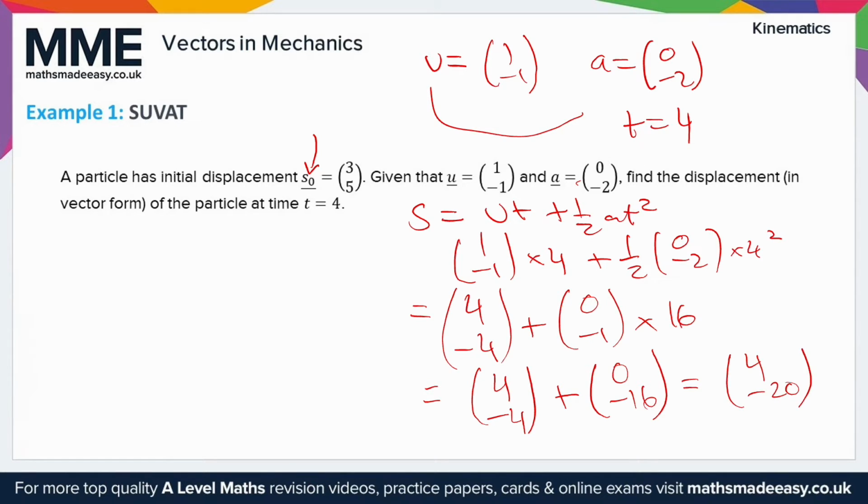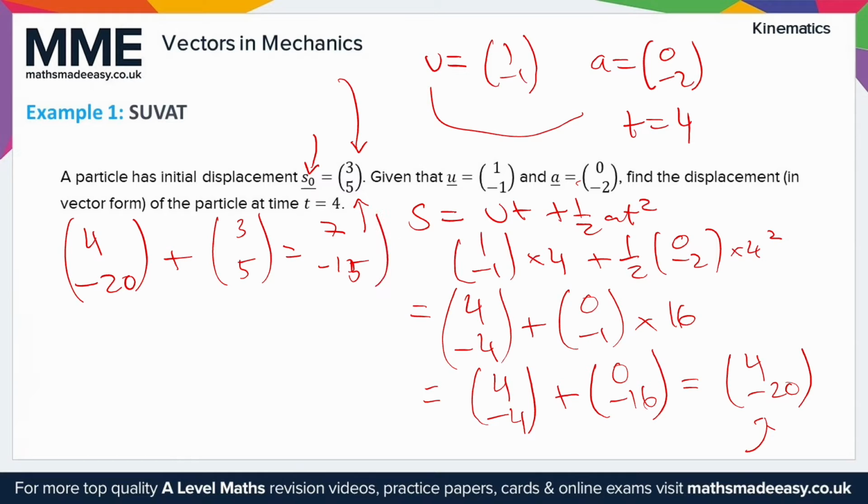We're not quite done because this is the point where we take into account our initial displacement. So this is our displacement during the time period, but obviously if we're already slightly away from the origin, our final displacement away from the origin needs to take into account how far we were away originally. So let's do (4, -20) plus our initial displacement, which was (3, 5). So 4 plus 3 is 7, -20 plus 5 is -15. And we're done. So this is our displacement at time t equals 4 in our normal vector notation.